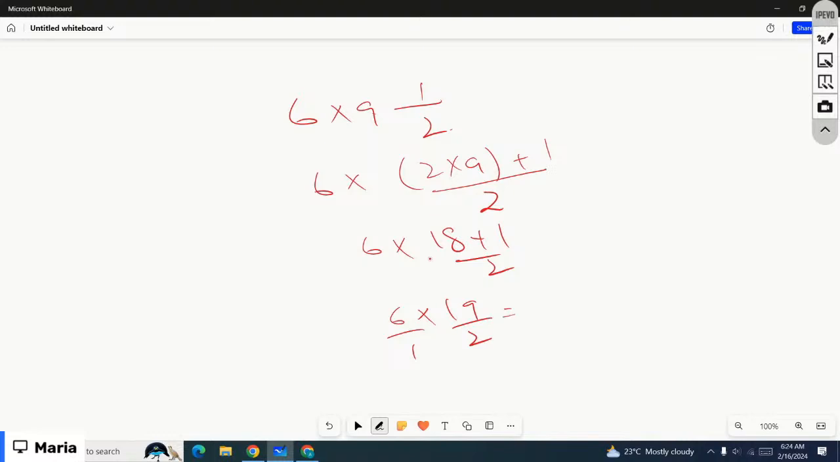So you can do 19 times 6. 6 times 9 is 54, so 114 divided by 2, right? 2 is the common factor, divide them by 2. That is 57 over 1, and the correct option is 57.